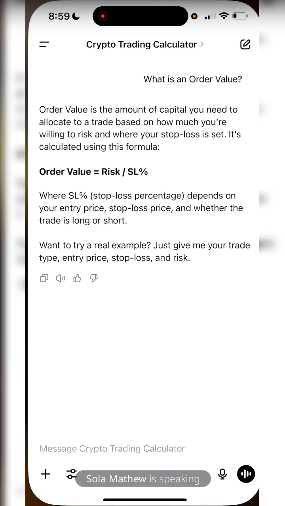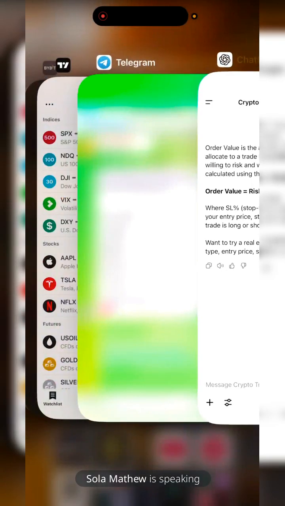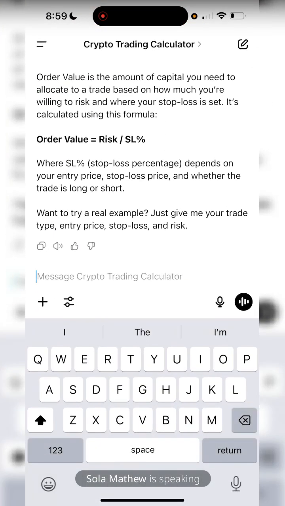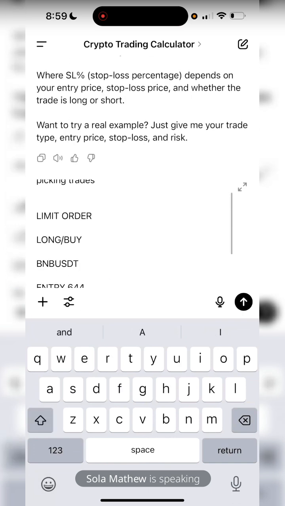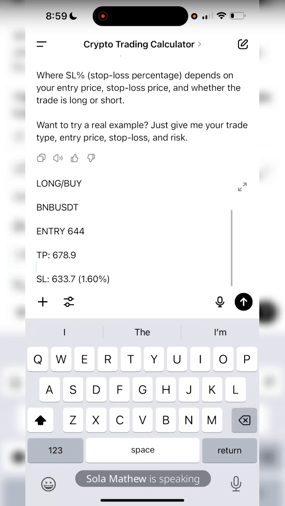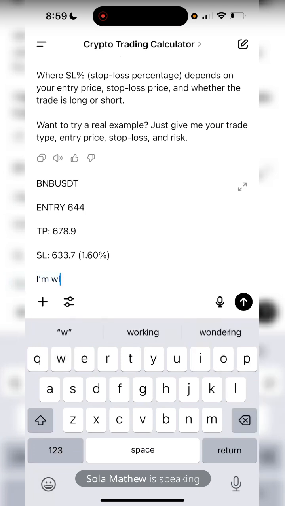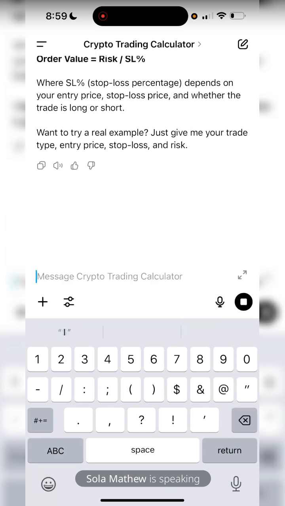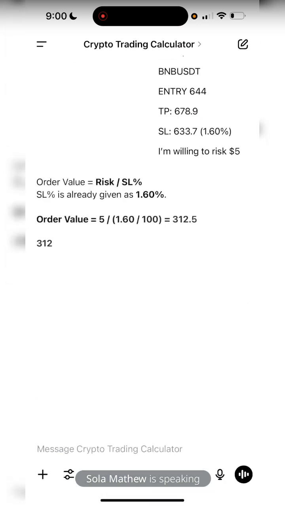Now let's continue. Let's say you are given this trade and you are willing to risk $10. So you can copy it here. This is the trade. You just say, I'm willing to risk, let's say, $5 with this trade. You see, it has calculated it for you straight up.